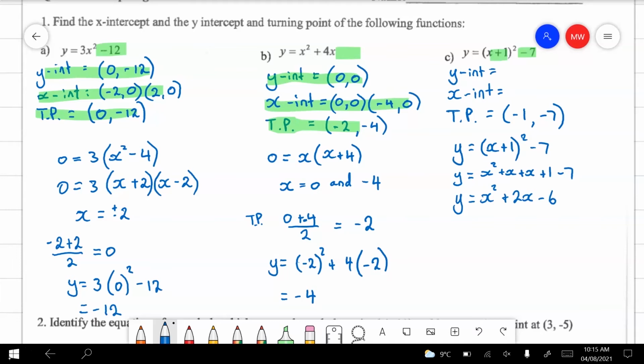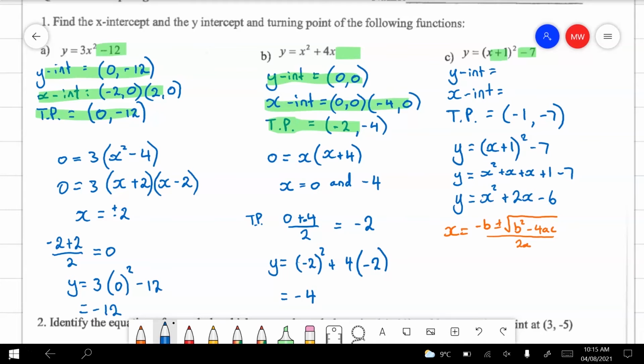Now, it would be great if I could use the null factor method here, but that's not going to work. So another way that I could do this is I could use the quadratic formula. So I might do that. Remember, our quadratic formula is x equals minus b plus or minus the square root of b squared minus 4ac, all over 2a.